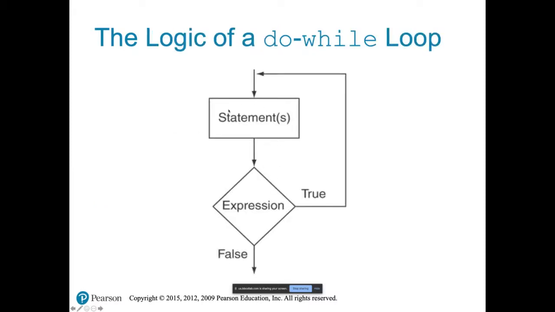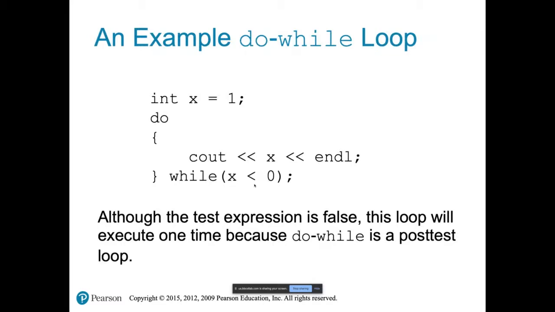So in this case, do the statements first, so it's executed at least once. The expression is tested. If it's true, it enters the statements again. If not, it bombs out and continues on. Here's just a simple example of a cout statement. Do 1, it displays 1 here, while x is less than or equal to 0. It ends, and then that's it. It at least does it once. It's the only post-test loop we have.